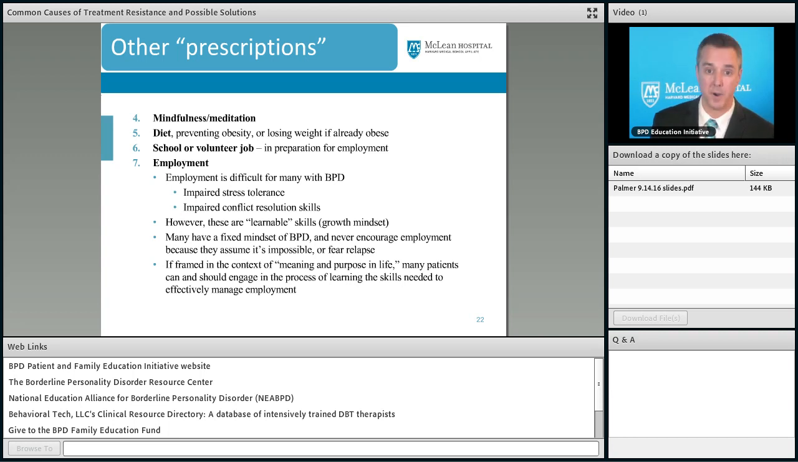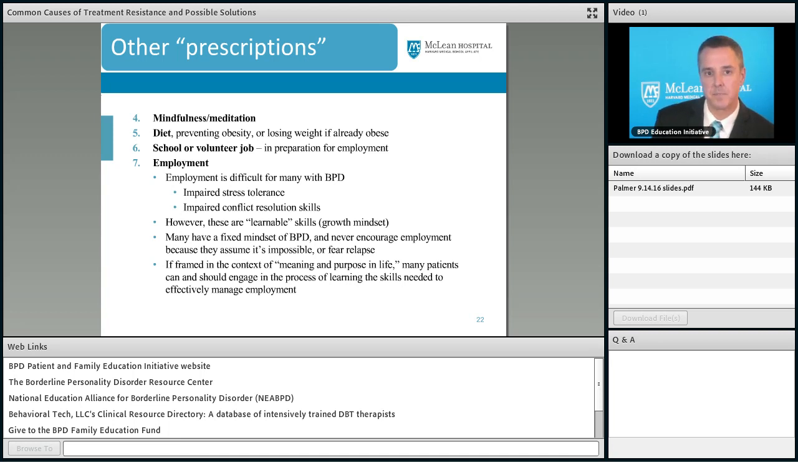And employment, I put down as a prescription. It is part of the treatment of borderline personality disorder. It's part of the treatment for everyone. It's difficult for people with BPD because they do have impaired stress tolerance. They do have problems with conflict resolution skills. However, those are learnable skills. So again, the growth mindset. People can learn how to do that. They may be challenged. It might take some time. Might take some patience. But people can learn.